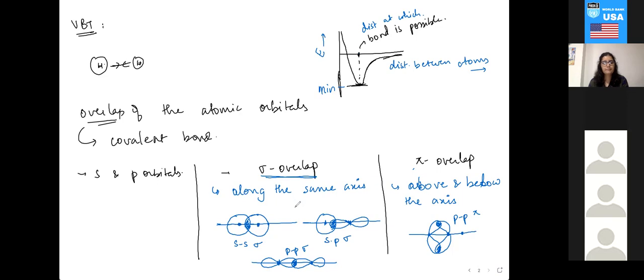Ma'am, there can never be an s-s pi overlap, right? Never, no. Because s is spherical, the overlap will always be along the same line. So there can never be an s-s pi overlap.